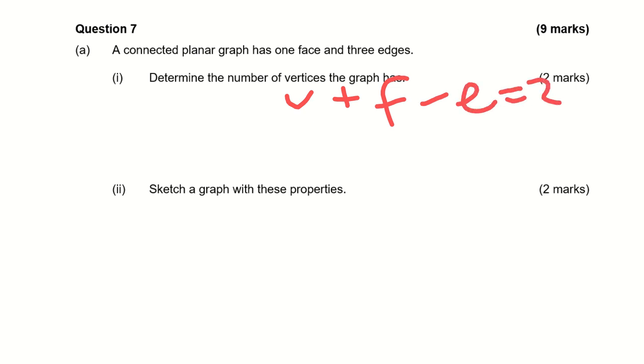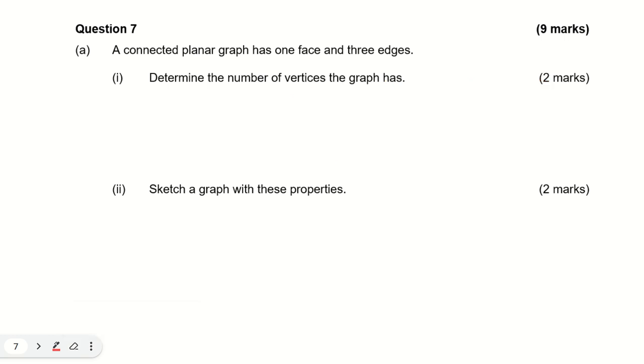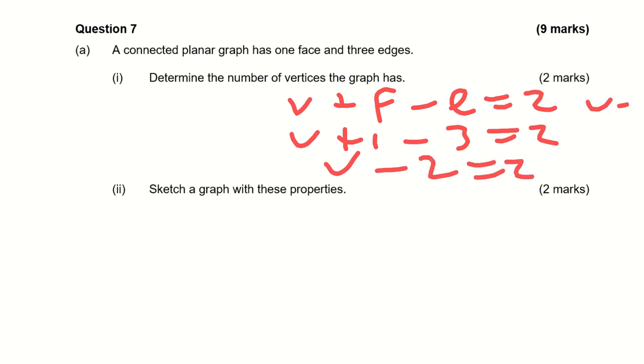Now let's actually solve it. So we're trying to find the vertices. We know the face is 1, the edges is 3. That was terrible there. I really stuffed that up here. Let's just read that again. Because V plus 1 take 3 equals 2. That's just V take 2 equals 2. V equals 4. So your vertices are 4.